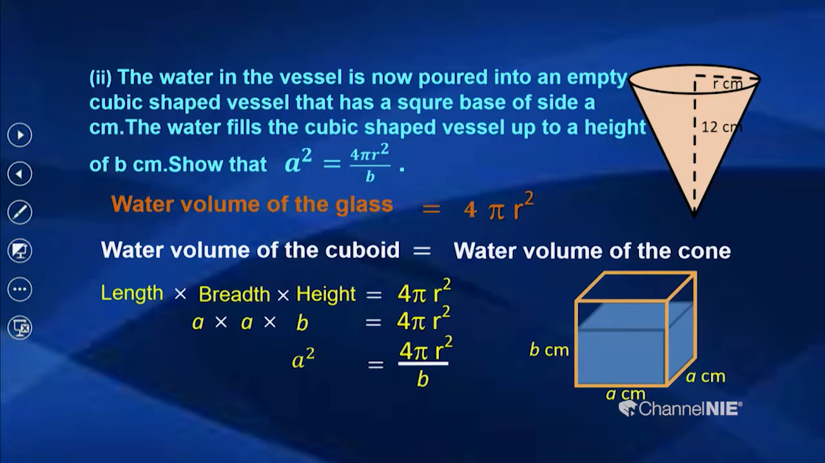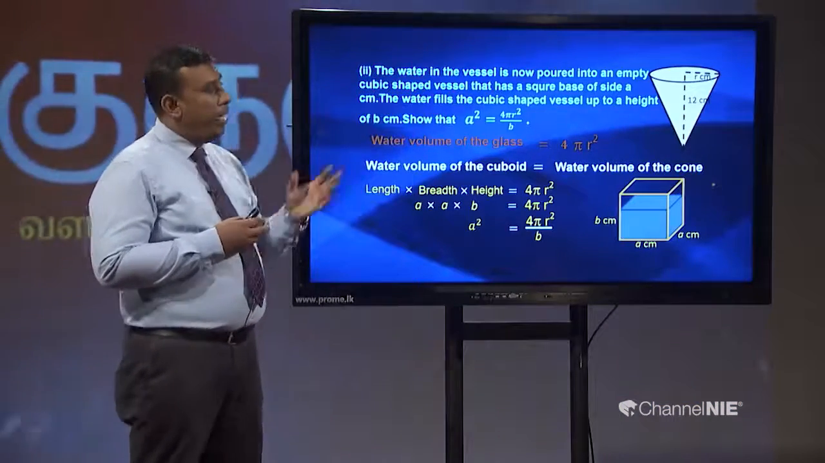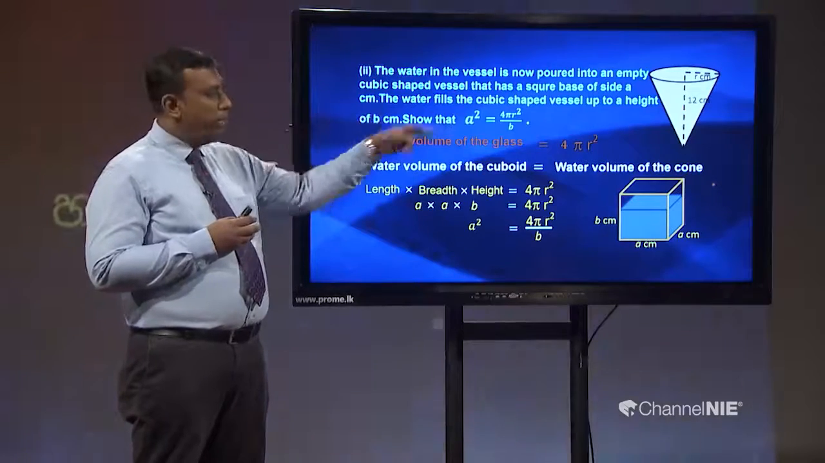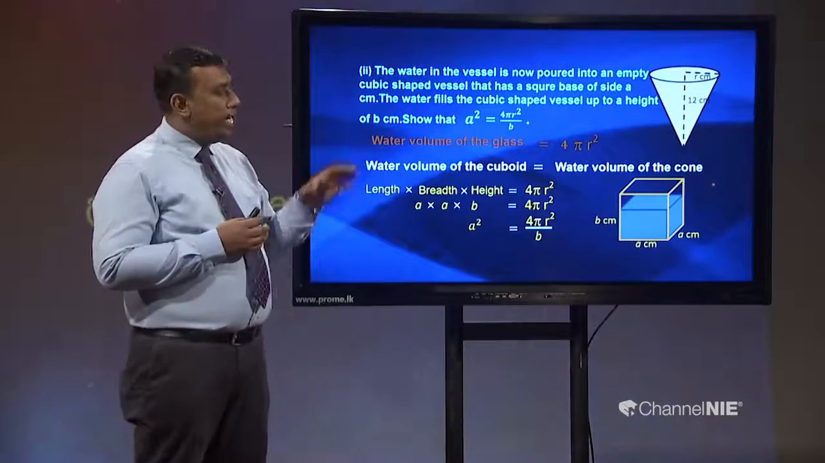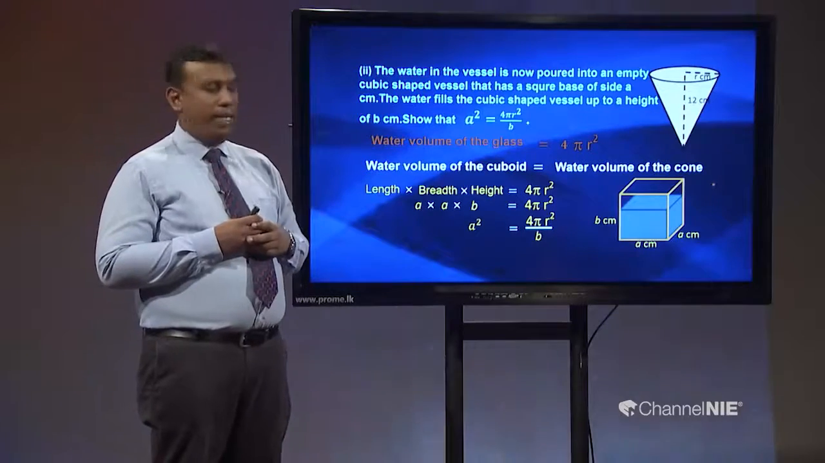Then we can take it as a squared equals 4 pi r squared over b. Then I will explain that part again, right. That is an O-level equation. Therefore, that is a cone completely filled with water. Then we pour that water volume into that cuboid, and the height of the water goes up to b centimeter.